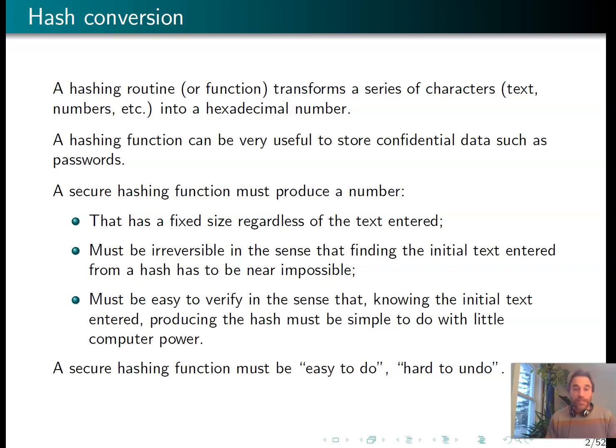It must be irreversible, in the sense that finding the initial text entered from a hash must be extremely difficult, or must demand very demanding computer power. But then it must be easy to verify. With very little computer power, someone who knows the initial text entered to produce a given hash must be able to reproduce the hash with a very simple computer, with very little memory. So a secure hashing function has to be easy to do, hard to undo.